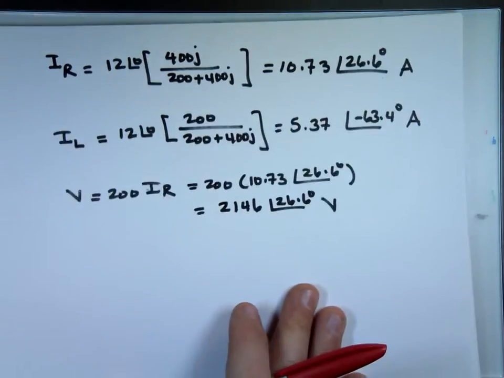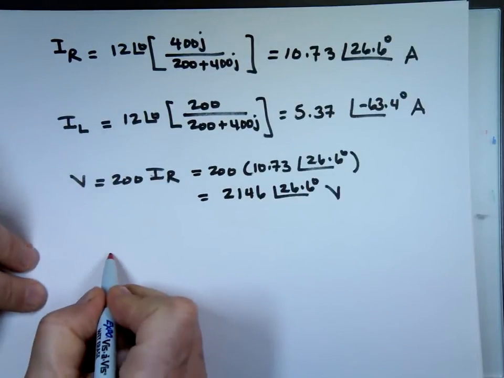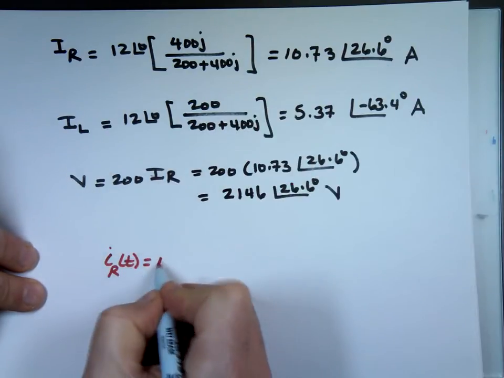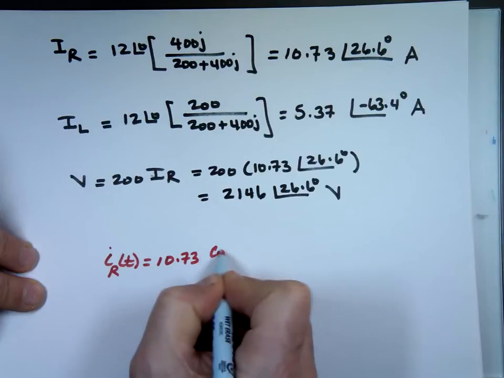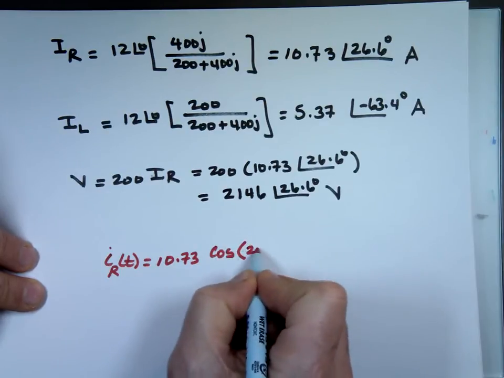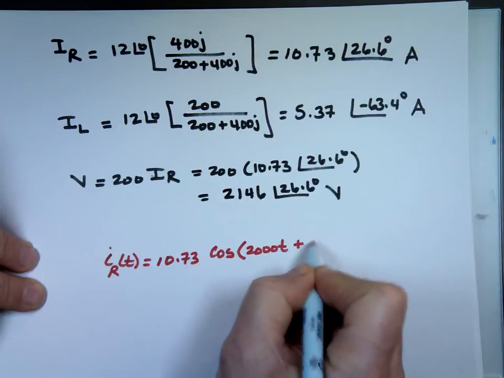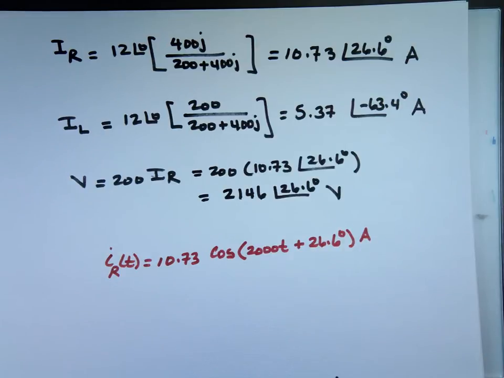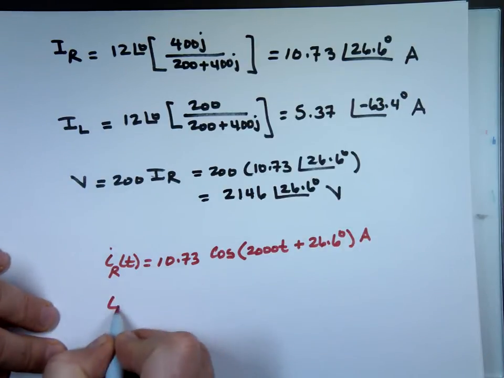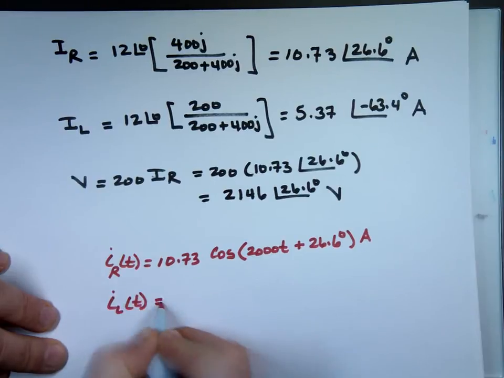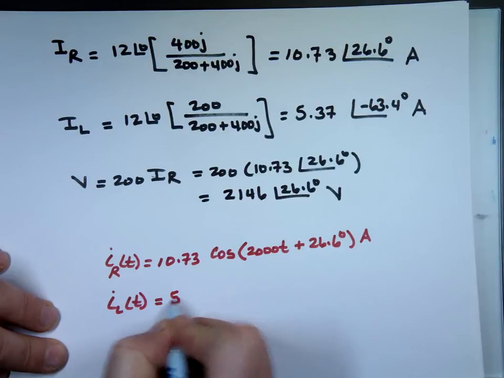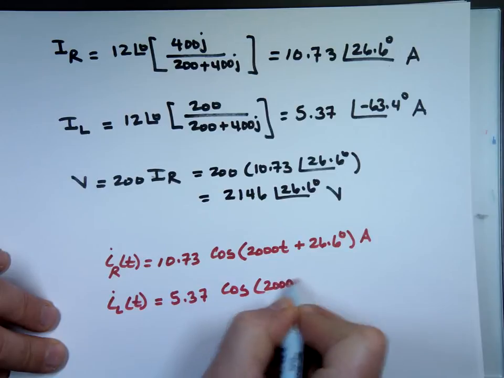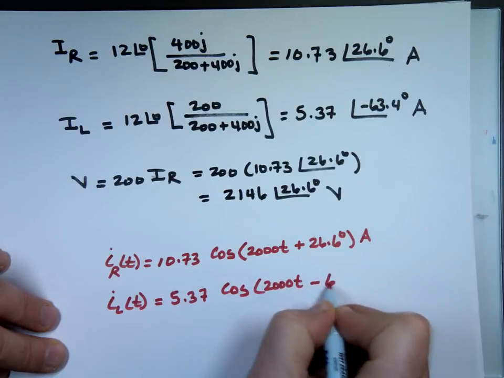So what's the current as a function of time? I sub R as a function of time from this equation, 10.73 cosine 2000 T plus 26.6. What's the current I sub L as a function of time? I sub L is 5.37 cosine 2000 T minus 63.4.